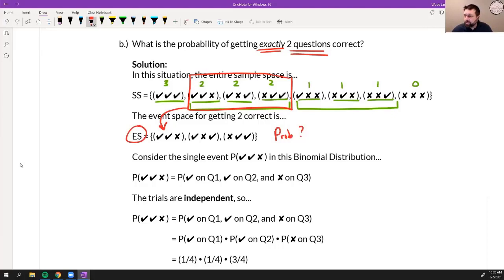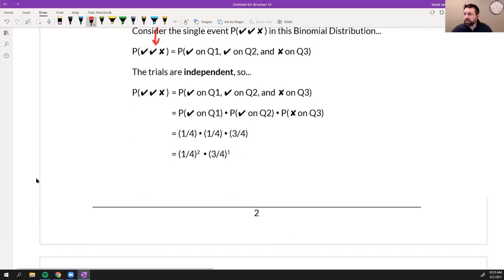So let's find the probability of just one event, just this one single event. If we can find the probability of this one, that's going to be the same as the probability of these other two. So consider this. What's the probability of getting the first one right, the second one right, and the third one wrong? Since they're independent, we could just write it like this.